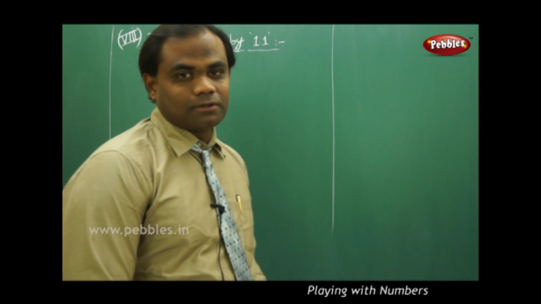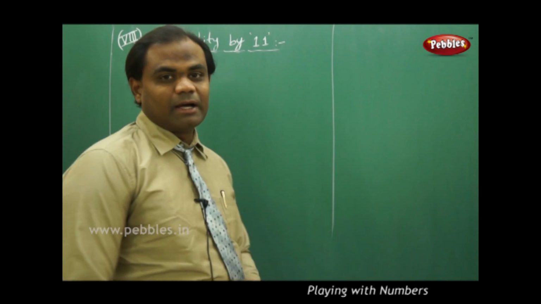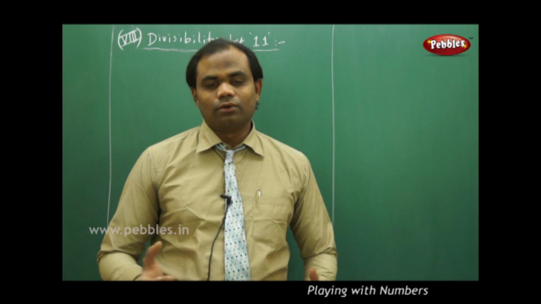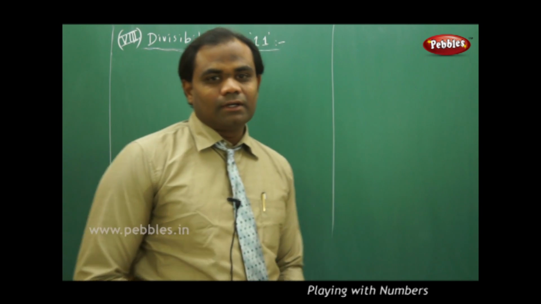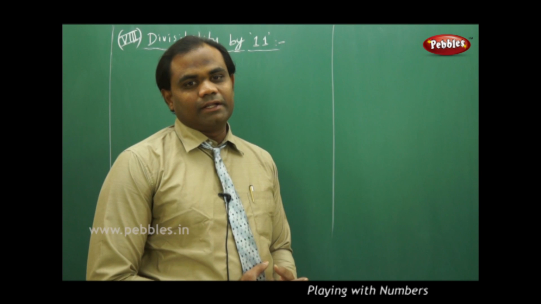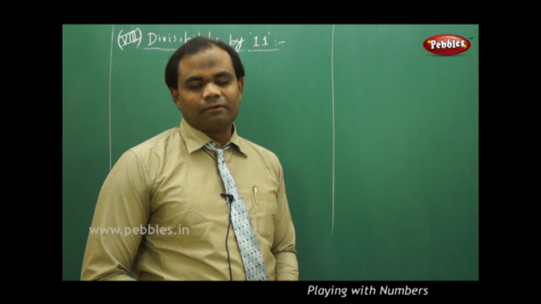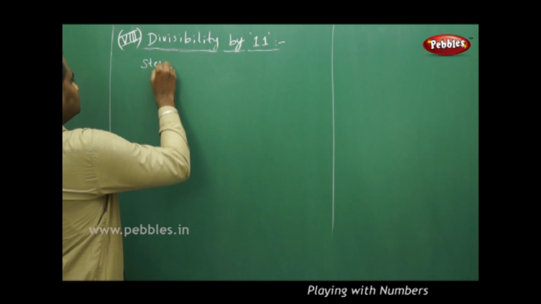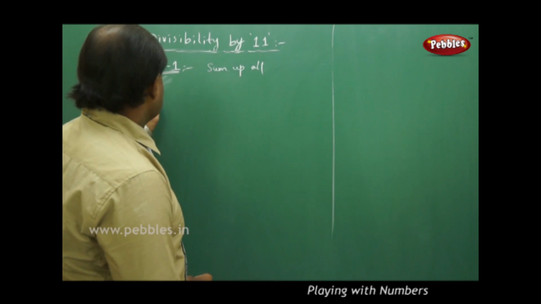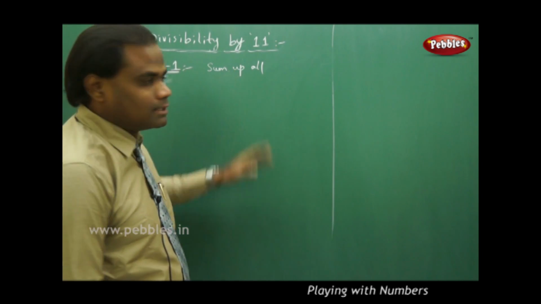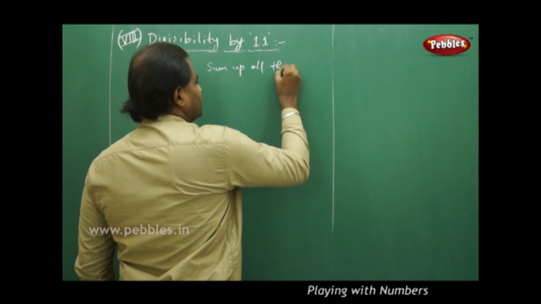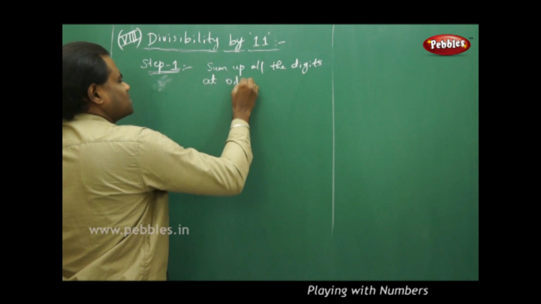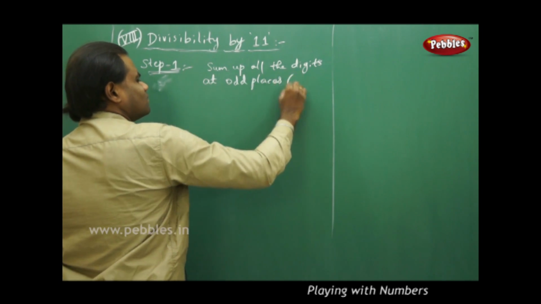Now the last concept of divisibility rules is divisibility by 11. So let's see how we identify divisibility by 11 using a rule. In this case, we have a certain step processing through which we identify whether the number is divisible by 11 or not. Let's start with step 1, where I consider summing up all the digits at odd places taken from the left.